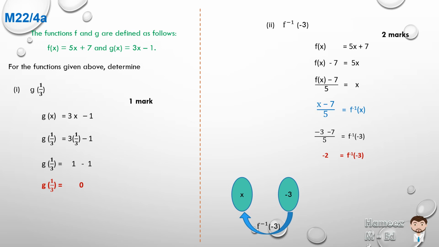So what that means is if we bring up minus 2 here and we apply the function f onto it, it will give us minus 3. And if we do the opposite, if we take minus 3 and we find the inverse of it, f inverse of minus 3, it gives us minus 2.